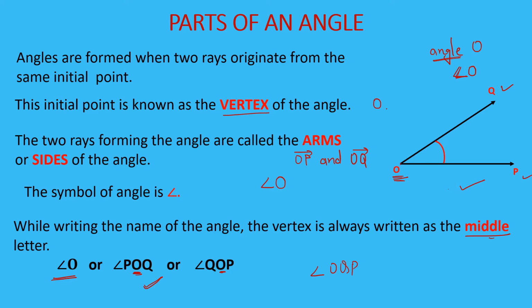O, Q and P. From Q we cannot go to P. There is no line. So the vertex at which the angle is formed should come in between. The angle is forming at point O here in the figure. So O should come in between. So either we should write angle O or angle POQ or angle QOP. P and Q we can interchange. So there are three ways by which we can show the angle. So these are the various parts of an angle.